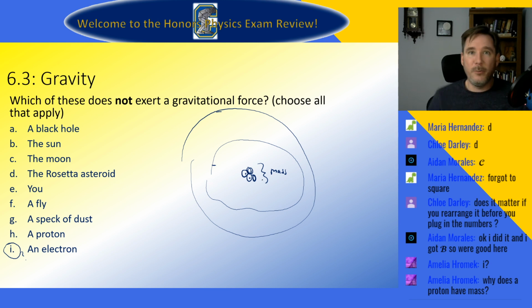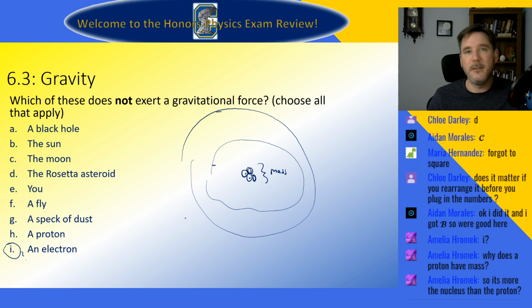The protons are in the middle with the neutrons, but neutrons don't have a charge. I didn't mention those, but it doesn't matter if they don't have a charge. That has nothing to do with gravity, so don't get confused there. The neutrons have gravity as well because they have mass, and the protons do too. So it's more the nucleus than the proton.